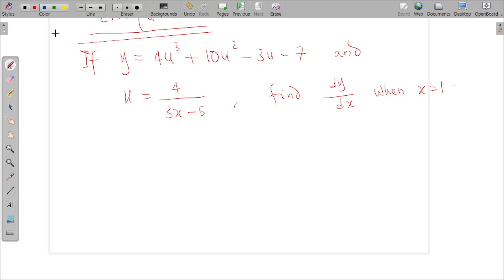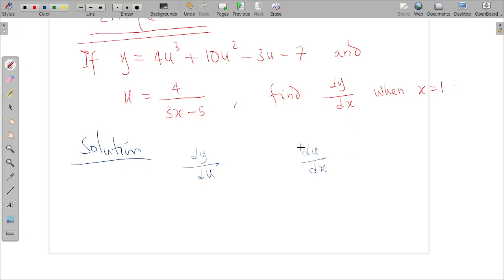Okay, so what we need to do in order to solve this, notice that y is a function of u, and u is a function of x. So we need to find dy over du first. Then we find again du over dx.